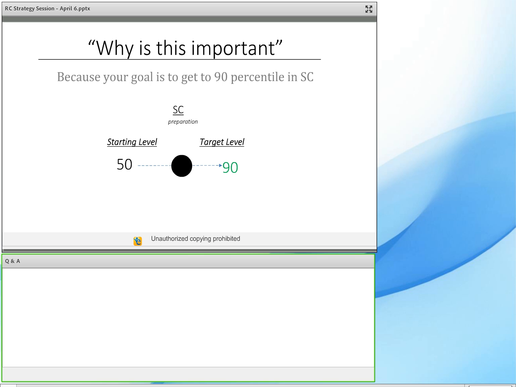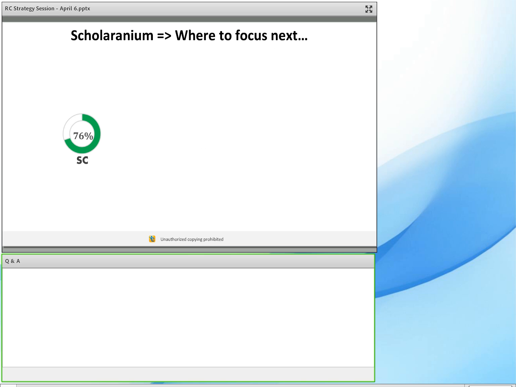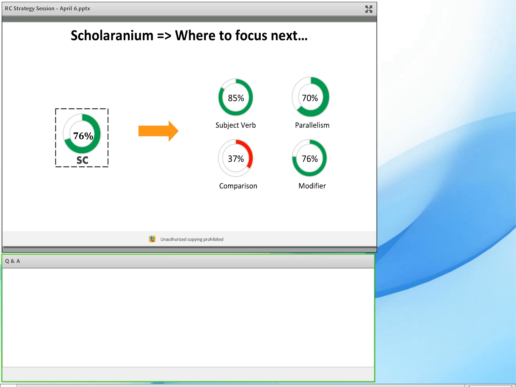And to make sure that you're able to evaluate yourself, we built this tool called Scholarium, in which you have ability quizzes in all aspects of verbal as well as quant. You can take a sentence correction ability quiz, it'll give you an ability score, but it'll also tell you insights on, if you haven't reached your target ability score, which area you should go and revise. And in this case, it's very clear that this particular student needs to go and revise comparisons.